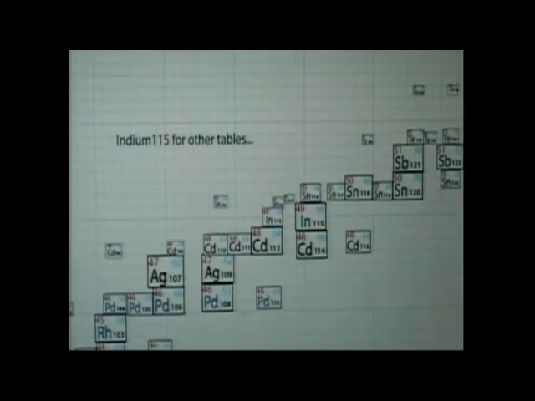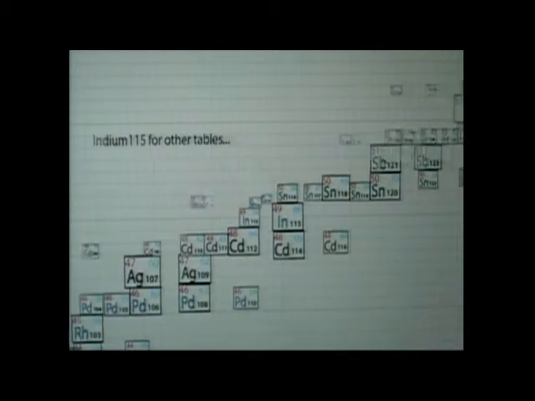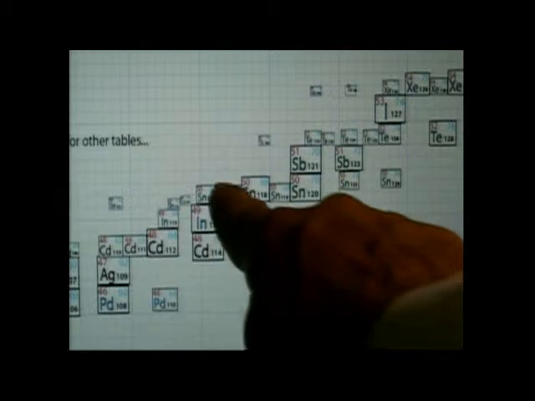As I was saying, the element with the most isotopes, tin, is considered to have 10. 1, 2, 3, 4, 5, 6, 7, 8, 9, 10. I did it right.